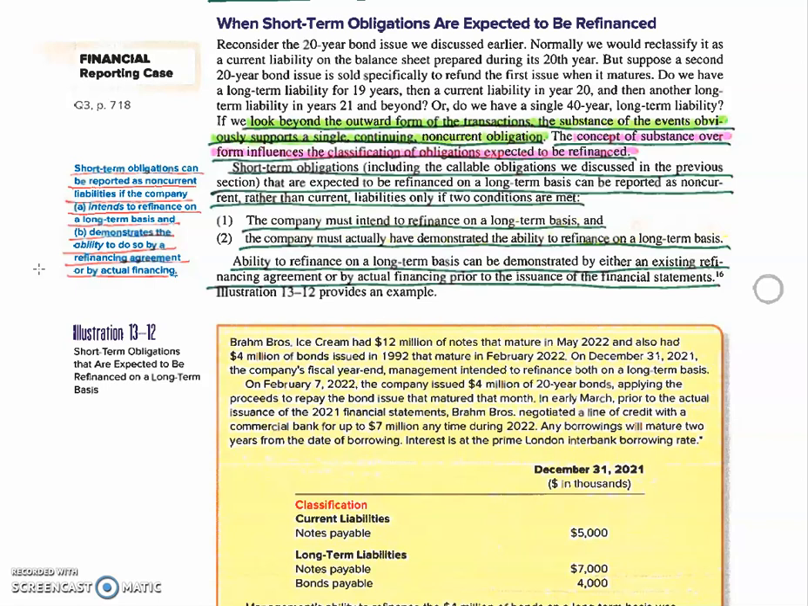Under international GAAP, you have to have actually refinanced it at year end. So under international GAAP, if you negotiate the refinance agreement in January, then on the December 31 year-end balance sheet, you would have to show that as a current liability.